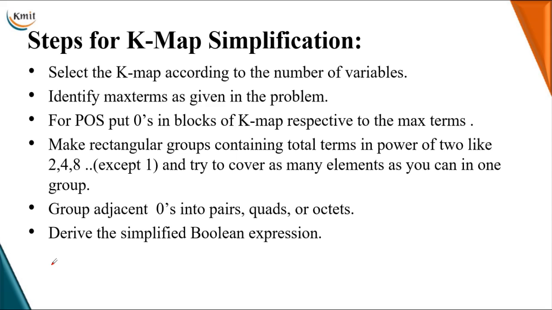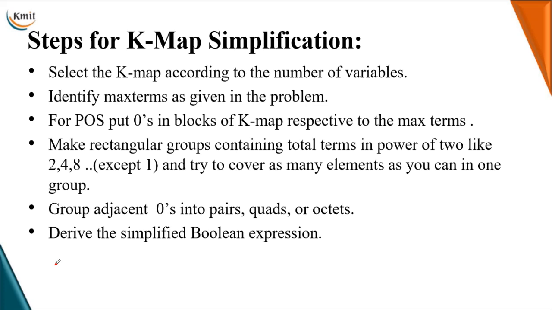Based on your given problem, or based on the number of variables given, choose your K-map. If it is four variables, choose the four variable K-map; if it is five variables, you have to choose the five variable K-map. Identify your maxterms as given in your question. Thereafter, since it is in the form of SPOS, the maxterm functional values are zeros. So put zeros into the corresponding cells of your K-map.